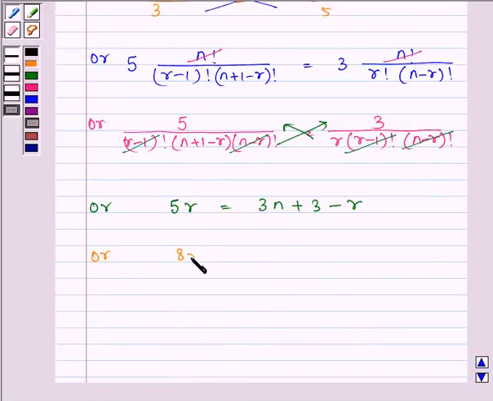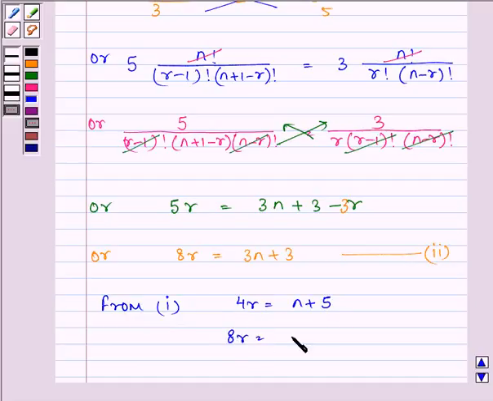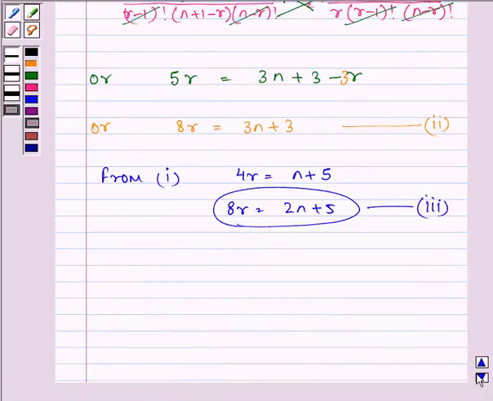This can be written as 3r+5r, that is, 8r = 3n+3. Now let this be the second equation. From the first equation we had 4r = n+5. On multiplying both sides by 2, we have 8r = 2n+10. Now on substituting this value into the second equation, in place of 8r we can write 2n+10, and here we have 3n+3.